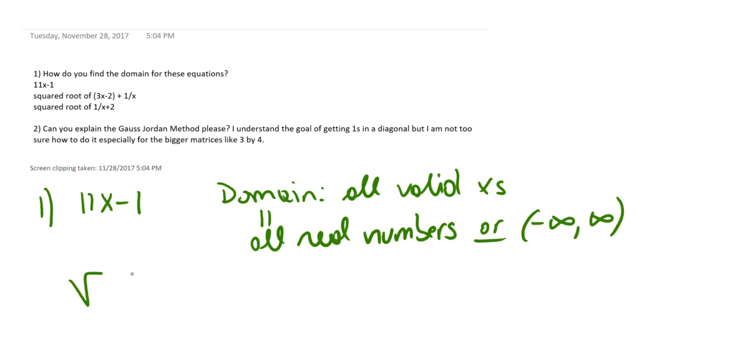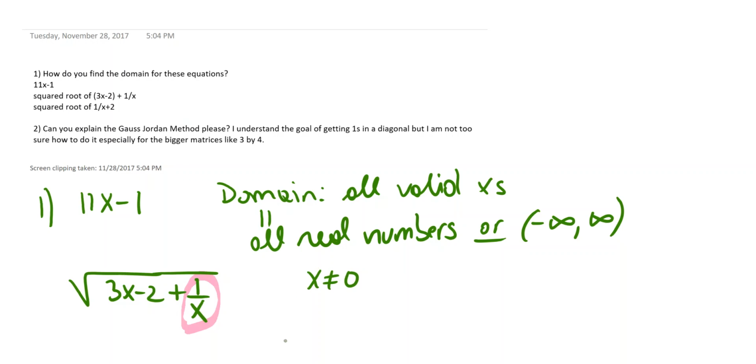For the second one, you have square root of 3x minus 2, I think it's like this, plus 1 over x. So basically, the domain for this one is all valid x's. So if you look at this portion right here, x is a denominator. So from that, you get that x cannot be equal to 0 because we can't divide by 0. So x cannot be 0.